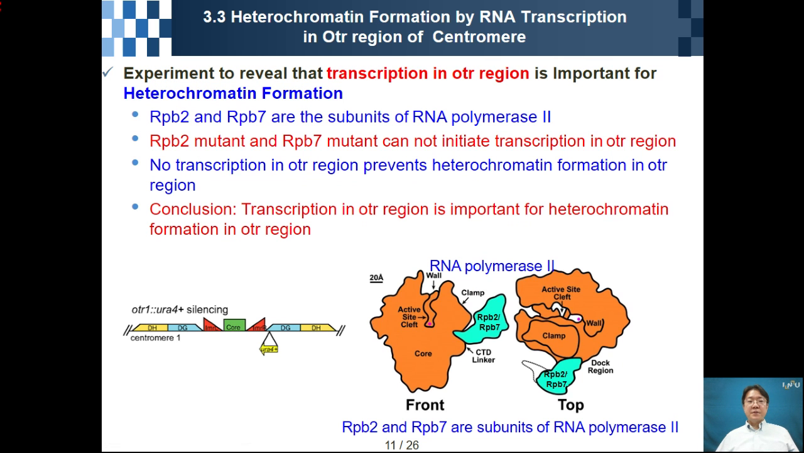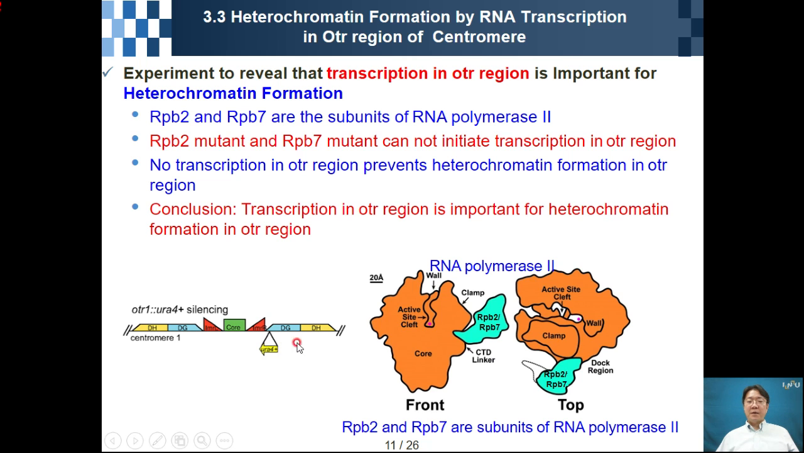So what are RPB2 and RPB7? Actually, these are subunits of RNA polymerase 2. So it means that the RPB2 mutant and the RPB7 mutant cannot initiate transcription in the OTR region.